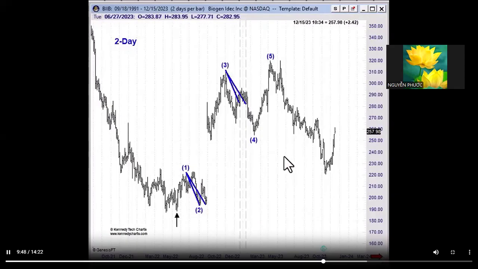And that's exactly what occurred in Biogen. This is why, when we were discussing this price chart on Tuesday, it's an easy count, A, B, C to the downside. Now, these guidelines I'm offering are very, very important because they prevent you from identifying the culmination or the end of wave 4 prior to its actual end.